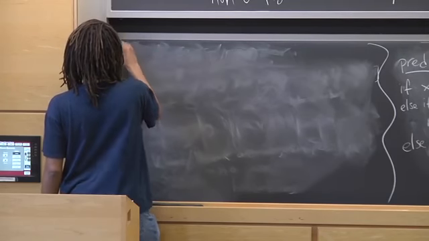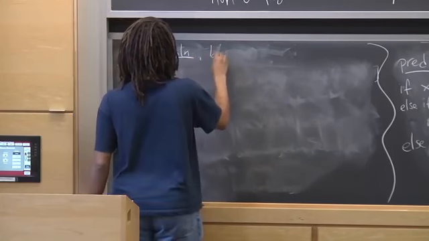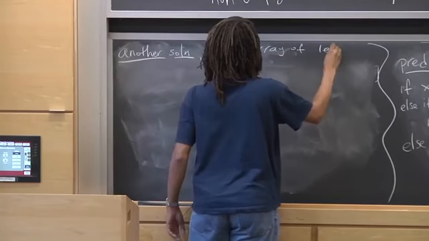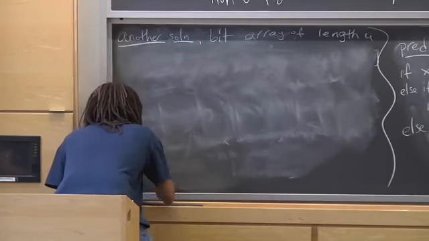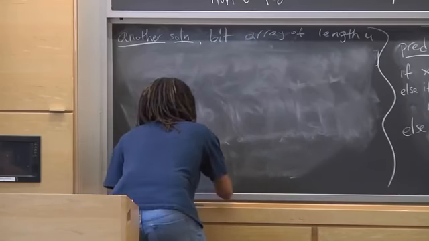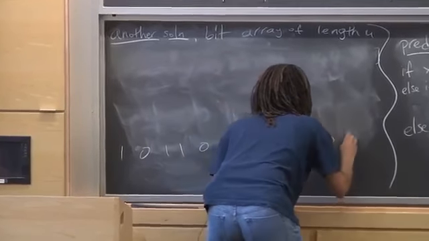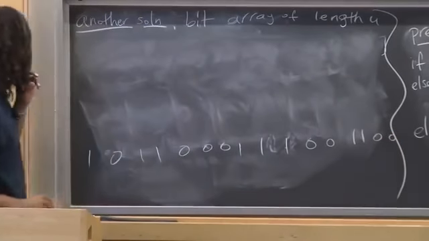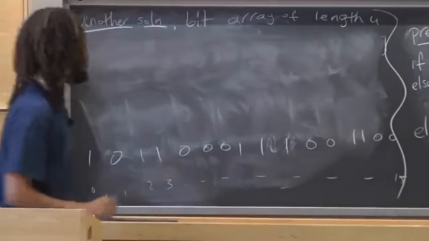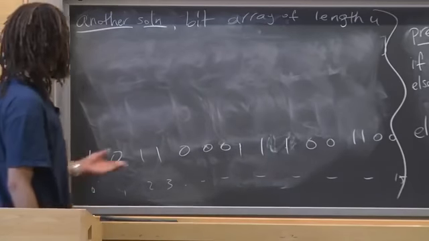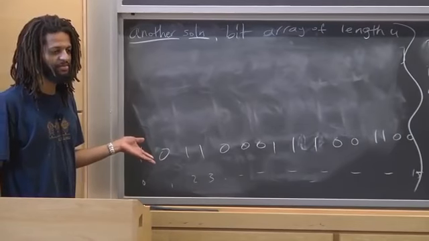So another solution: we can use a bit array of length u. Let's say u is 16 or something, so 1 0 1 1 0 0 0 1 1 1 0 1 0 0 1 1 0 0. This corresponds to elements 0, 1, 2, 3 up to 15. And what's the running time of predecessor now? It's u. That's terrible.